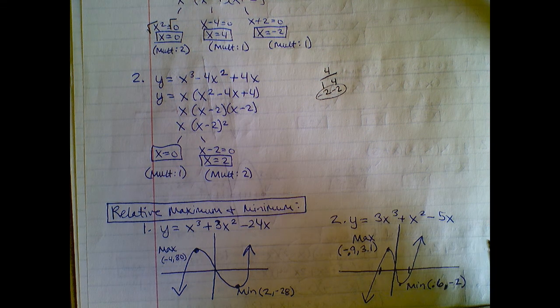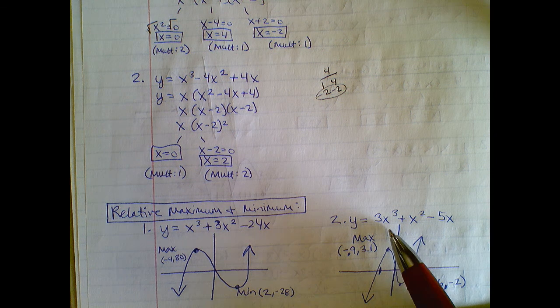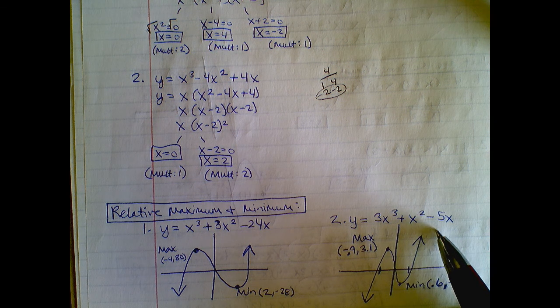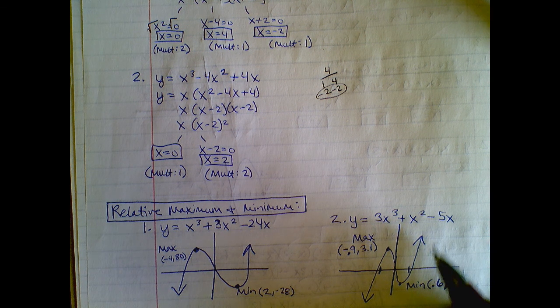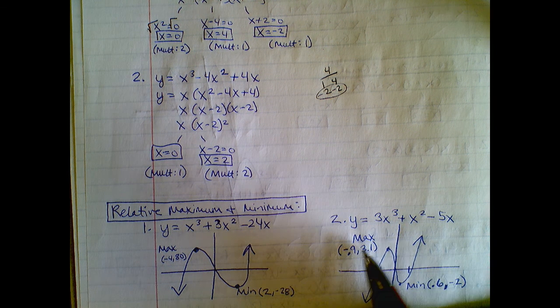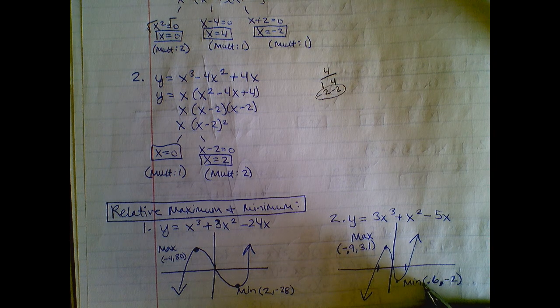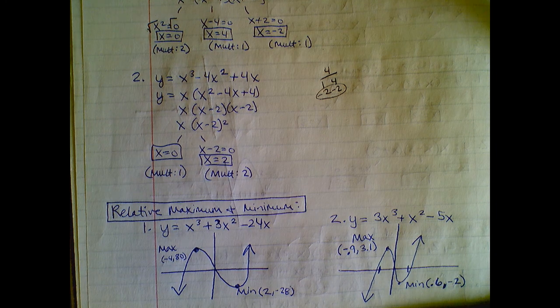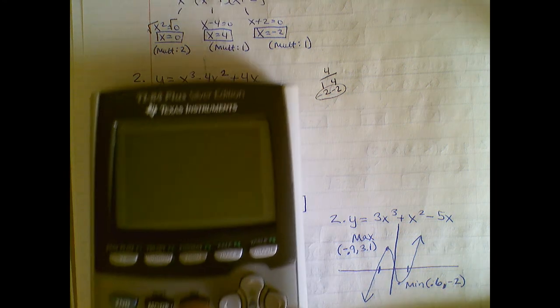Now this second one, we have y equals 3x cubed plus x squared minus 5x. We do the same thing: we graph it, and it looks like this. Then to find this point and this point, that's going to be our maximum and minimum. Now, if you're struggling with graphing it, let me get my graphing calculator so I can help you with that part.